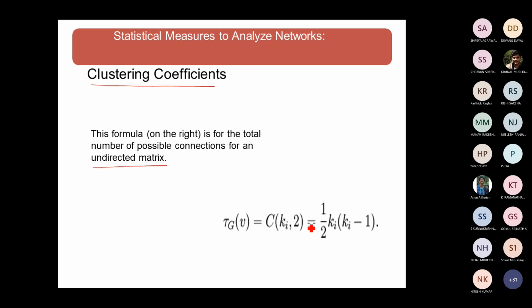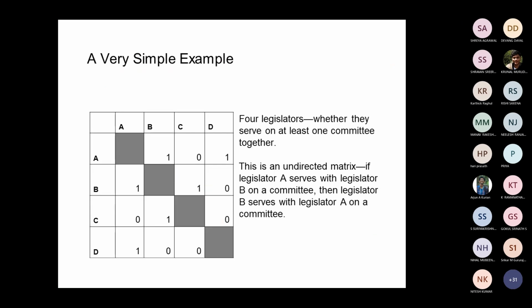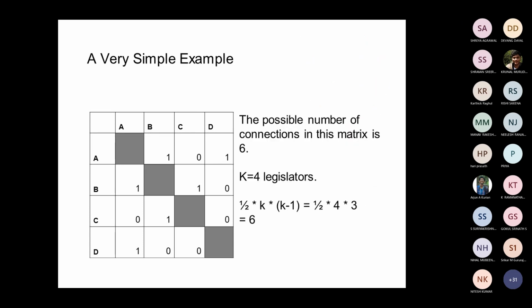Okay, so the formula for this is 1 by 2 into ki multiplied by ki minus 1. Okay, that is going to be the formula for clustering coefficient. If you look into this example, we have A, B, C, D, the 4 people in the given network. Okay, CD is there.